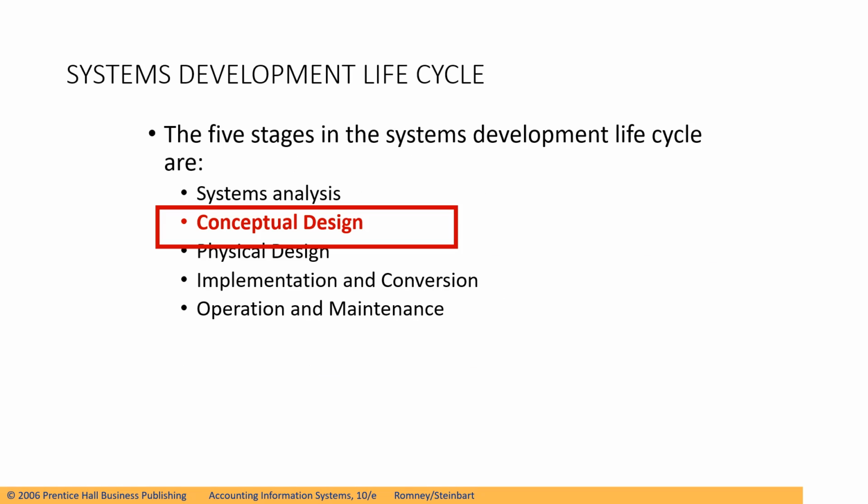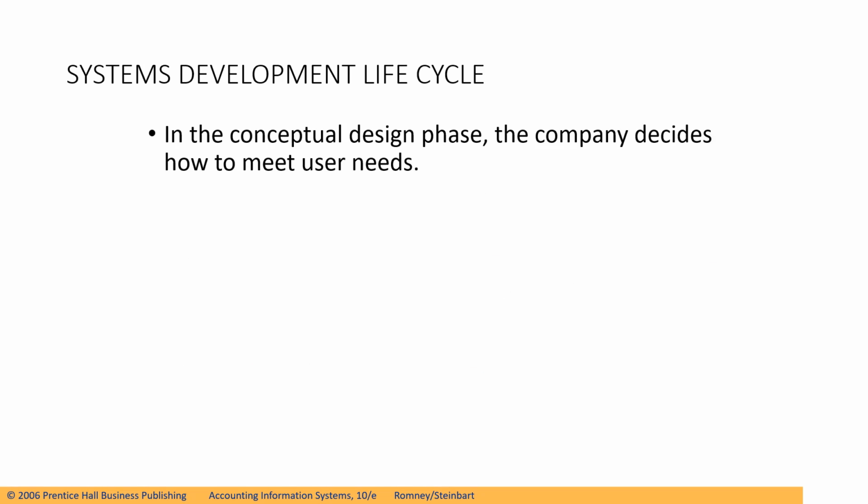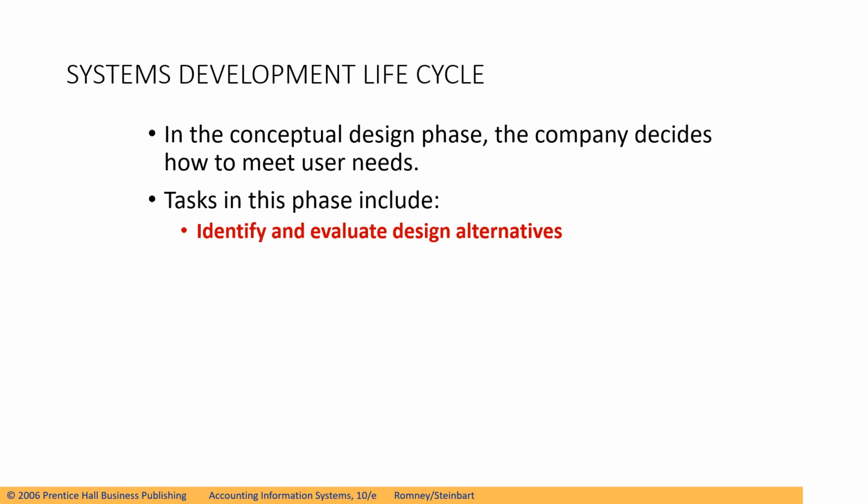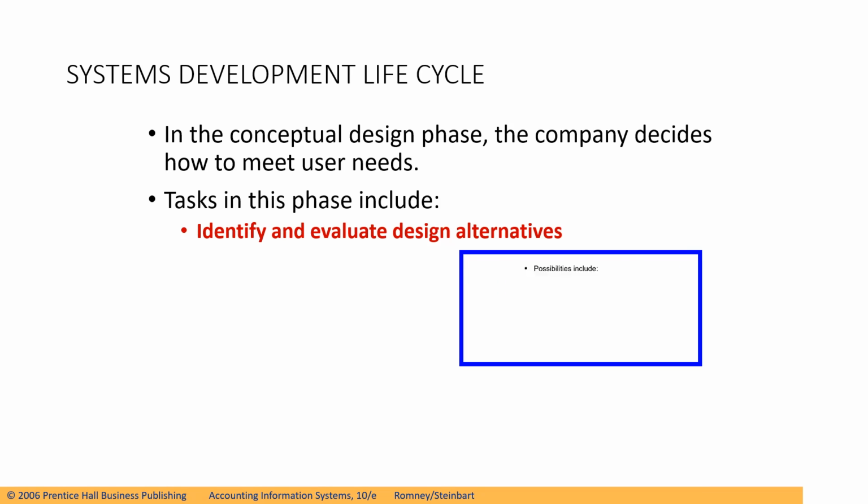Okay, next, let's go to the second stage in the system development life cycle, which is the conceptual design. So in the conceptual design, the company decides how to meet user needs. So it includes identify and evaluate the design alternatives. So possibilities here, whether you will buy a software, you will develop an in-house, or you will do some outsourcing.